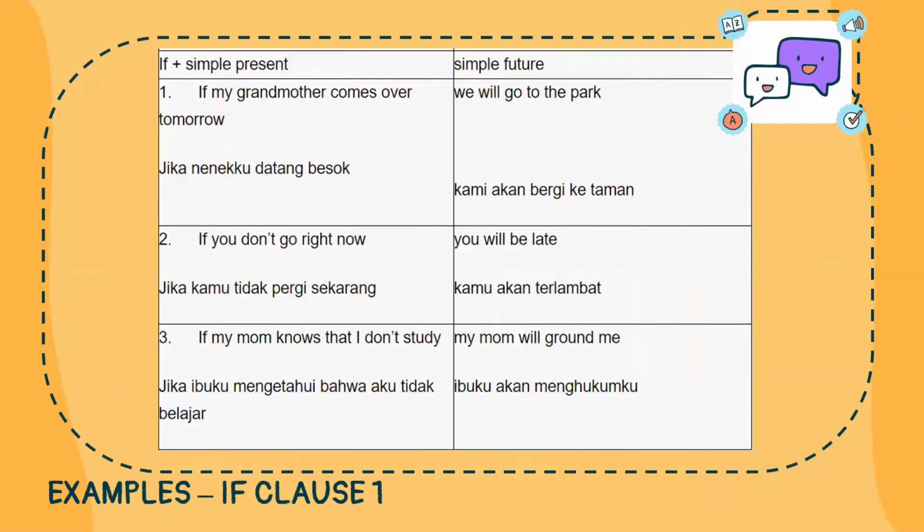Or you can use if plus simple present and the main clause is simple future. If my grandmother comes over tomorrow, jika nenekku datang besok, we will go to the park. Kami akan pergi ke taman. If you don't go right now, jika kamu nggak pergi sekarang, you will be late. Example for 3. If my mom knows that I don't study, kalau ibuku mengetahui bahwa aku nggak belajar, my mom will ground me. Ibuku akan menghukumku. Okay, next.